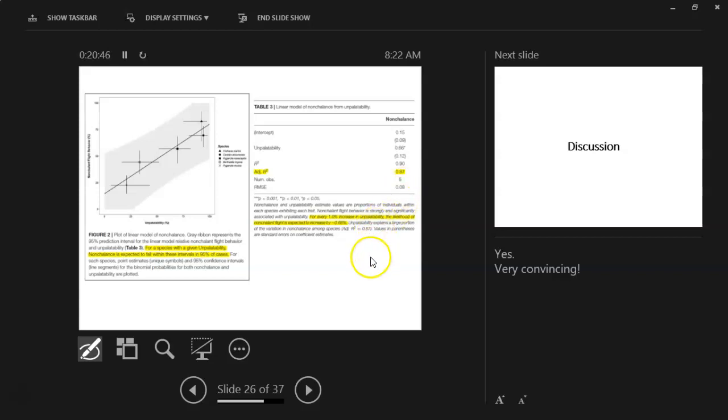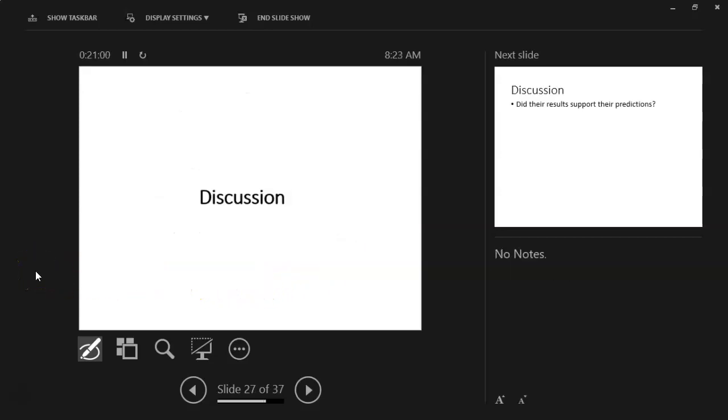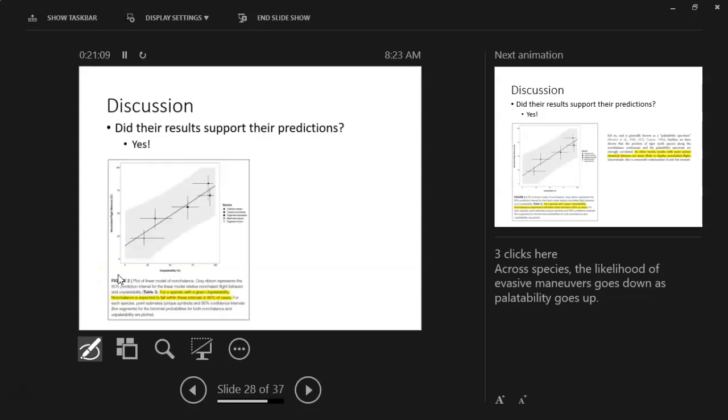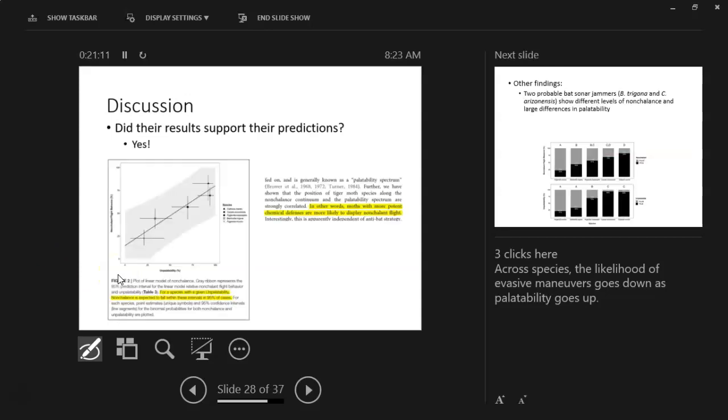Okay, so in general, the authors do find some really strong support for their hypothesis here. So let's now turn to the discussion and see what some of the main take-home messages are. Okay, so did their results support their predictions? In general, yes. Very clearly, very strong data as represented here.